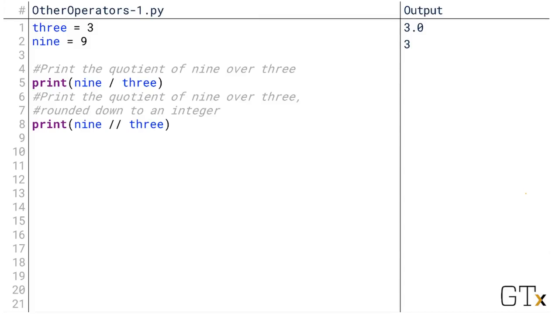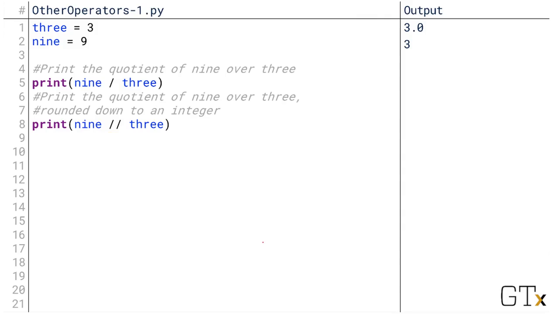Python supplies a couple other operators as well. The first is a little bit strange. It's called floor division. Floor division mimics the way integer division works in many other languages. It effectively divides two integers, and then it rounds the result down to the nearest integer. It's represented by a double slash.